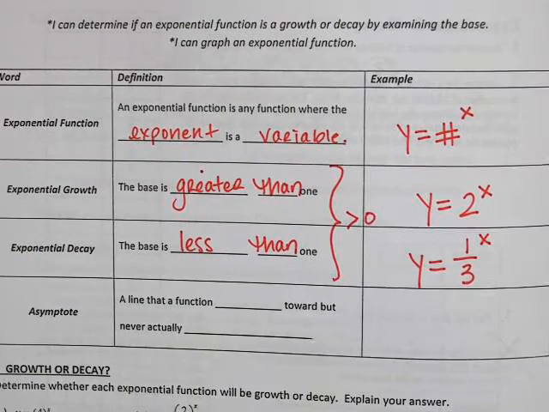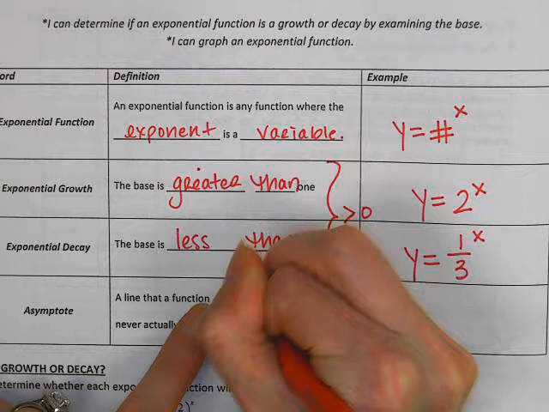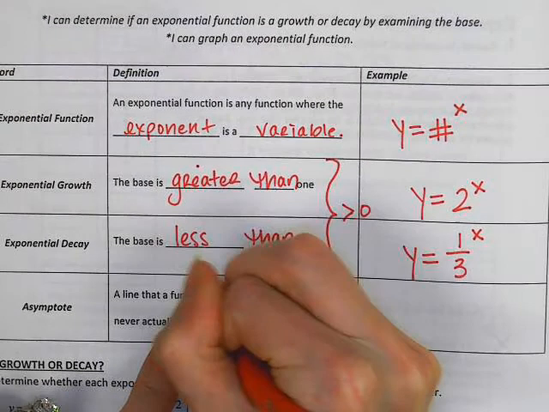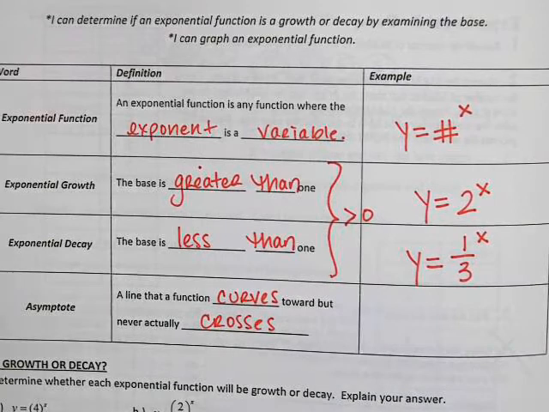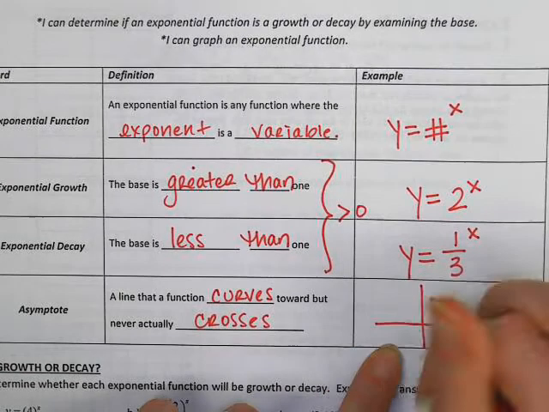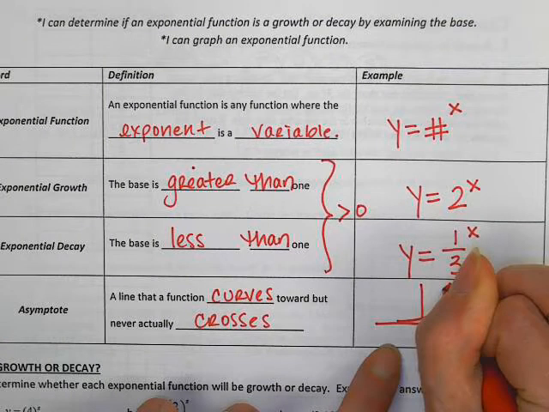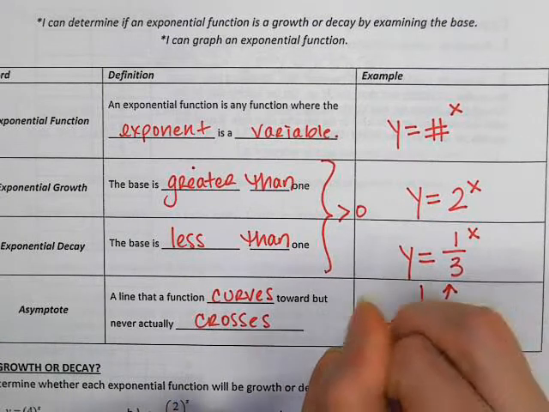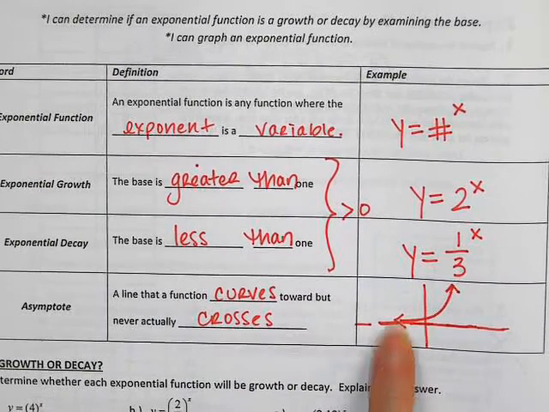And then something that exponential graphs always have is something called an asymptote. It's a line that a function curves toward but never actually crosses. I will give you guys an example of that. So let's say from your M&M lab, you guys remember that your graph looked like that, maybe for the growth. It never actually crosses 0. That's called an asymptote. So you'll never see it dip down there.